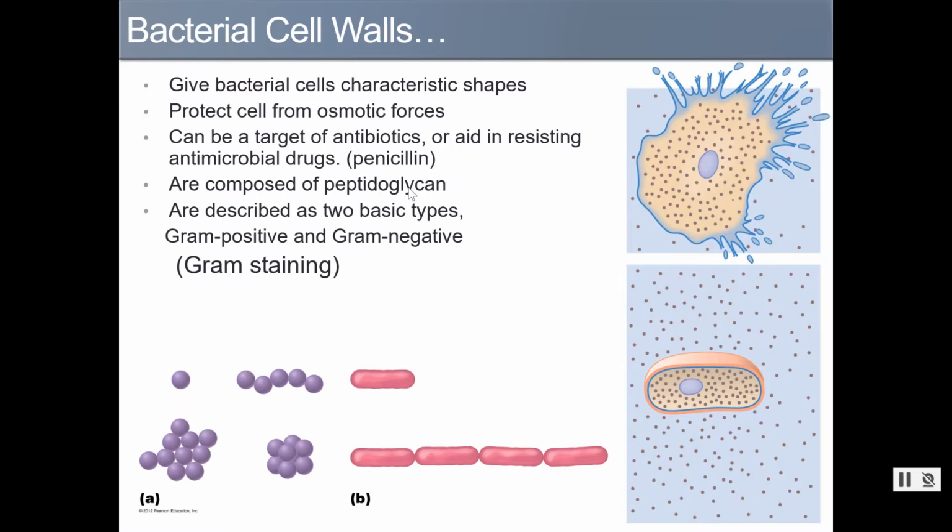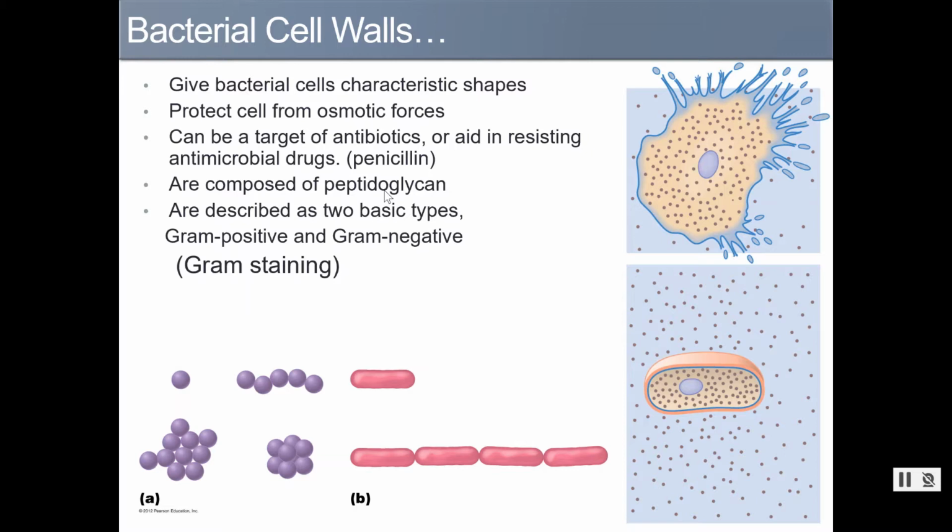The cell wall of a bacteria is made up of peptidoglycan. Peptidoglycan is something that we don't make. So we don't make it, we don't use it, which makes it actually a good target for drugs that are trying to get rid of the pathogen, the bacteria, without harming the host, such as penicillin. Penicillin actually works on a cell wall. So the cell wall can be a target of antibiotics and antimicrobial drugs.